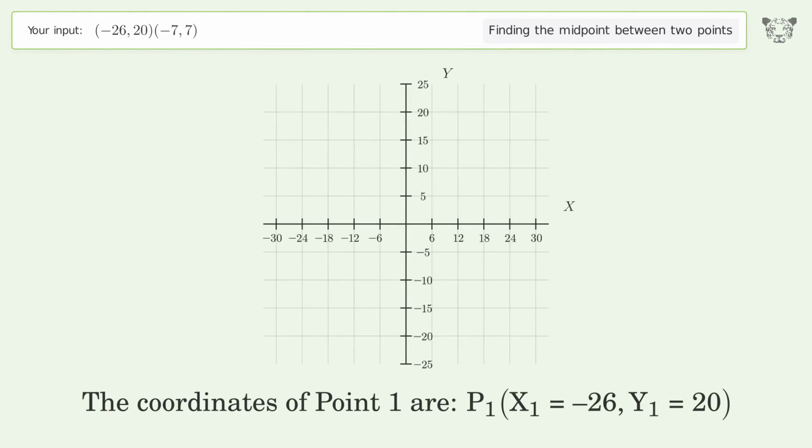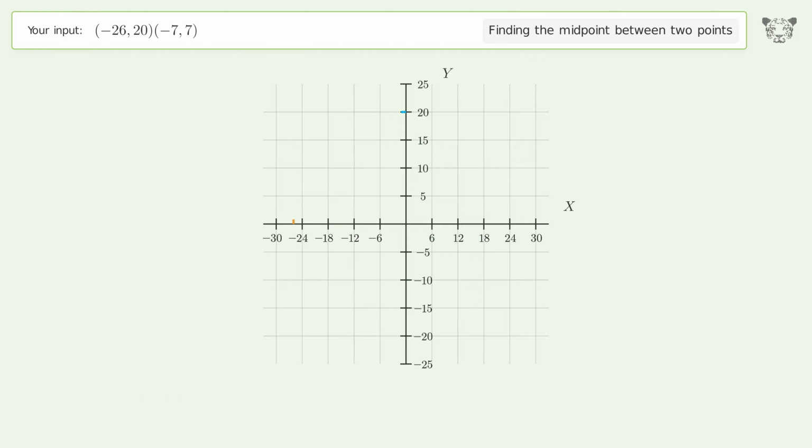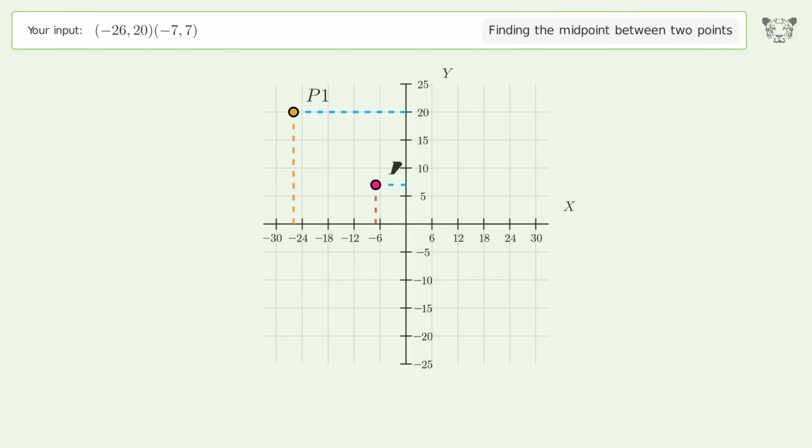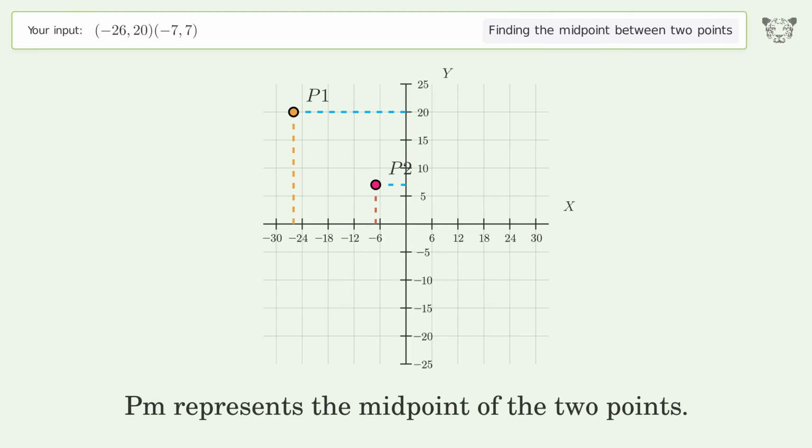The coordinates of point 1 are x1 equals negative 26, y1 equals 20. The coordinates of point 2 are x2 equals negative 7, y2 equals 7. PM represents the midpoint of the 2 points.